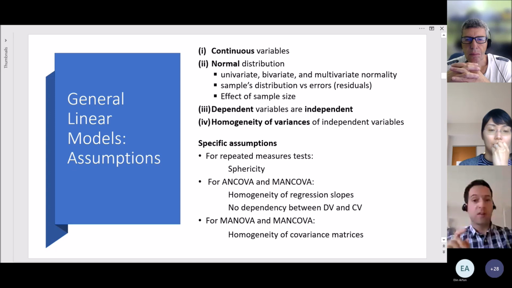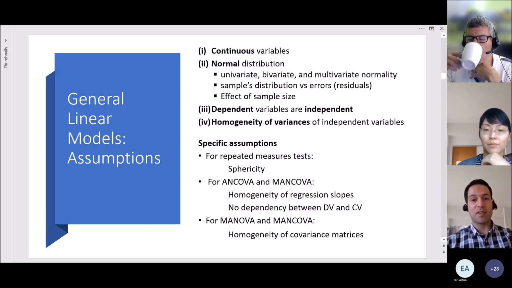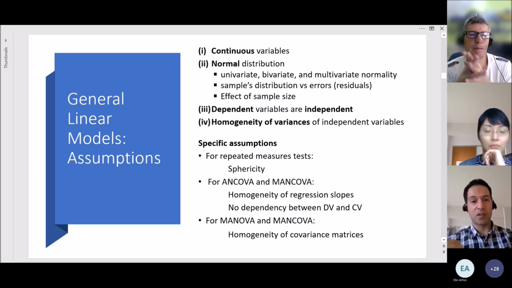Let's not forget the effect of sample size, because if samples are smaller than 30, at least, I mean, different scholars have proposed different sample sizes, but a sample size around 30 is necessary to begin to give us reliable and consistent results.